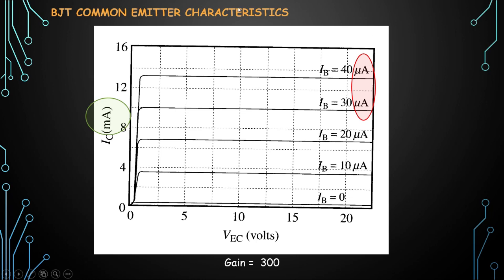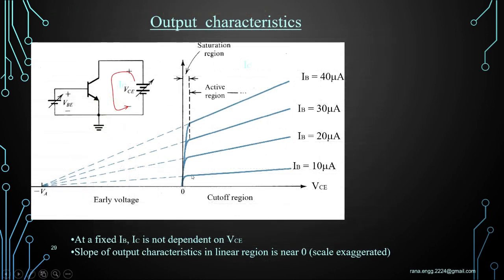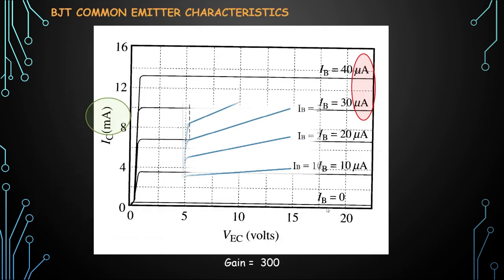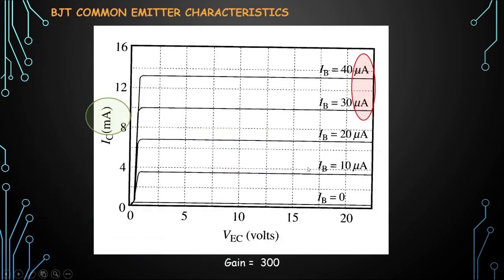In a few books, for common emitter, base is the input. In a few books the graph is shown as a straight line. In a few books you can see there is a small variation, there is an inclination. So it depends on the resistance. Due to resistance we get some variation. In a few books you will get the straight line.